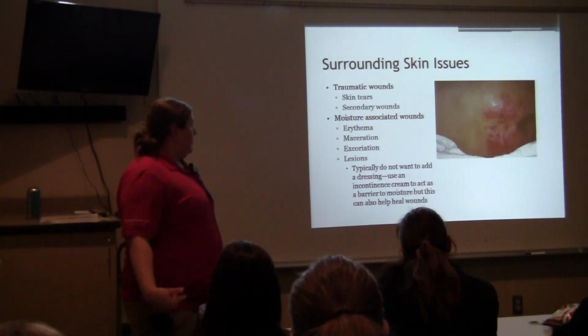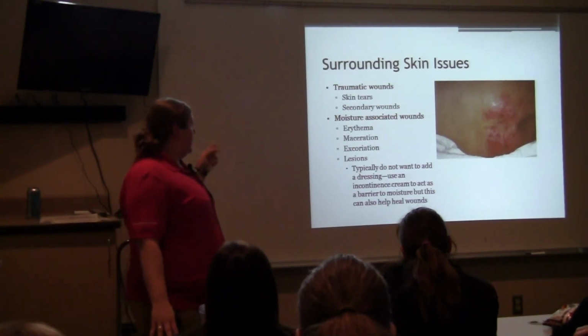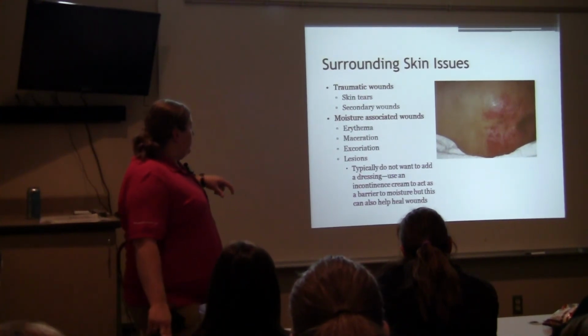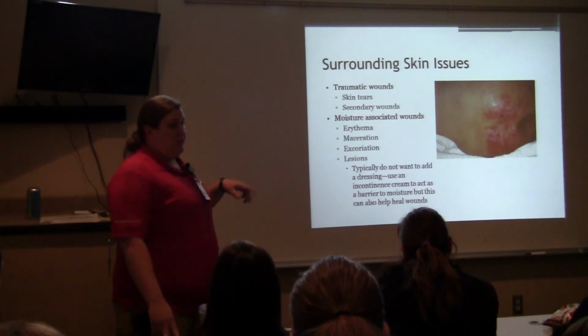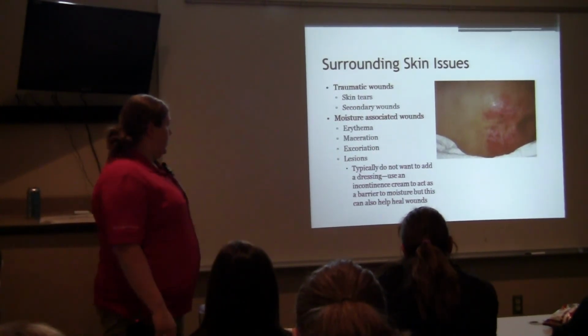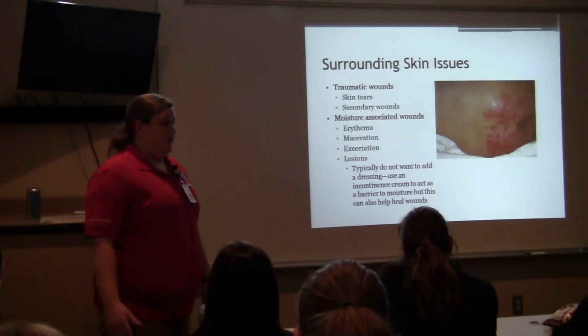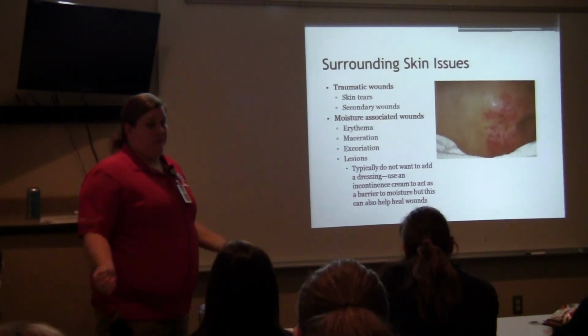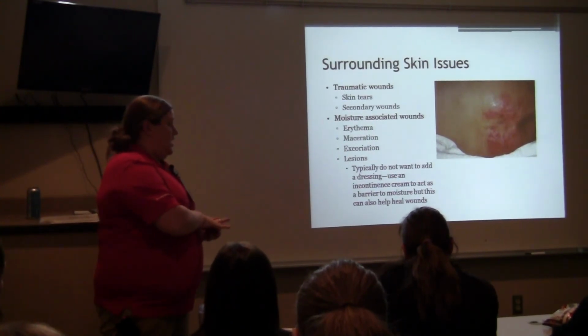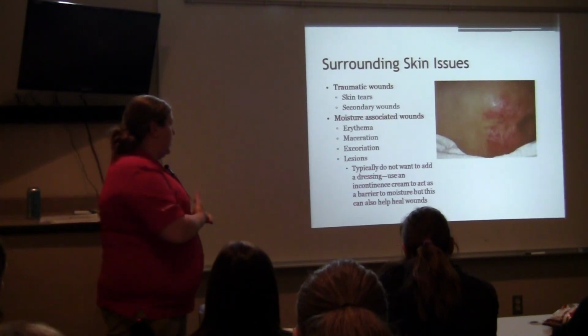So the traumatic wounds that we might see are skin tears or secondary wounds from ripping off the tape. So obviously with those we want to use something like the skin tears. That's a completely different thing than a secondary wound. Secondary wounds, we can limit those by using skin prep to harden that skin around it and to give a barrier. Minimizing how much adhesive we're placing on the patient and that kind of thing.